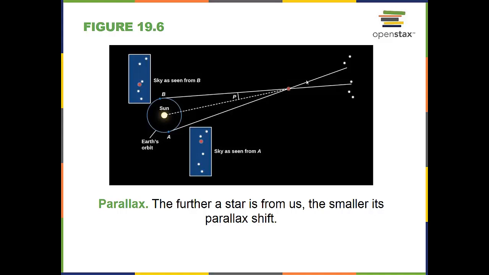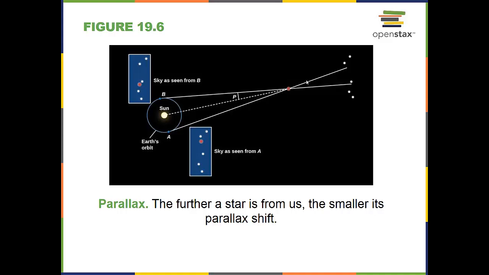You look at an object from 2 different vantage points, and it appears to shift relative to background objects. The distance between the 2 vantage points is called the baseline. You might remember that term from interferometry. We have the 10 radio telescopes that make up the Very Long Baseline Array, for instance. The bigger the baseline, the bigger the parallax shift.